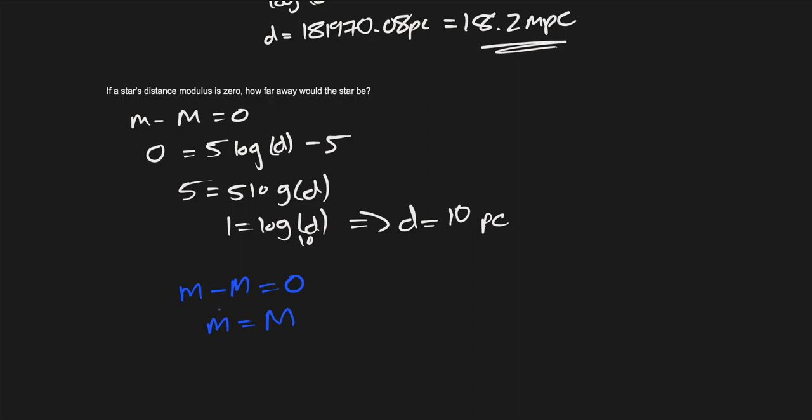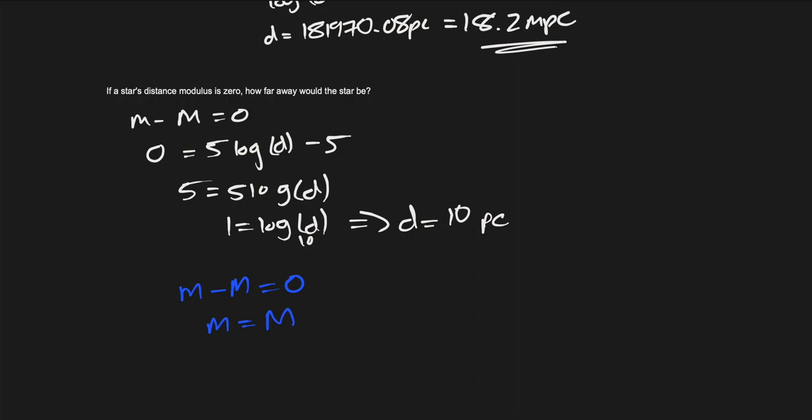So if they're equal, we must be 10 parsecs away from the object, because the brightness, which is the apparent magnitude, will change based on the distance. So the distances have to be equal, and absolute magnitude is defined as being 10 parsecs away. So the answer is going to be 10 parsecs away, if you think about it that way.